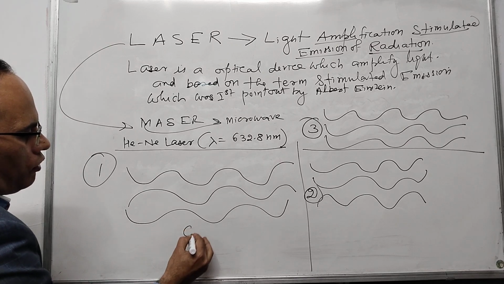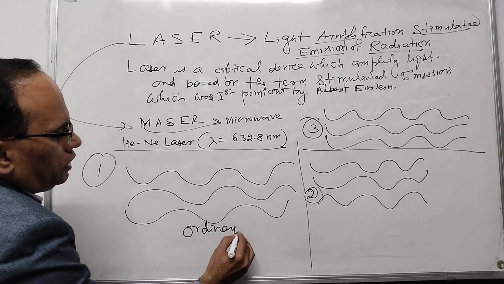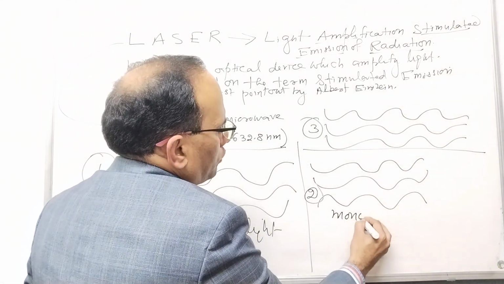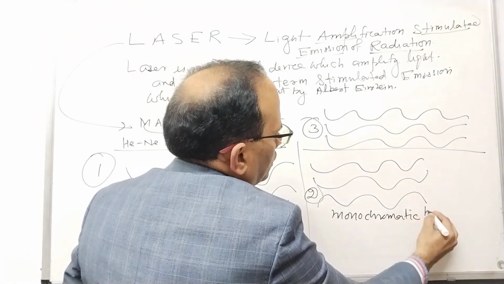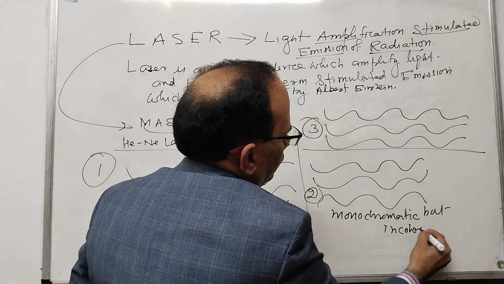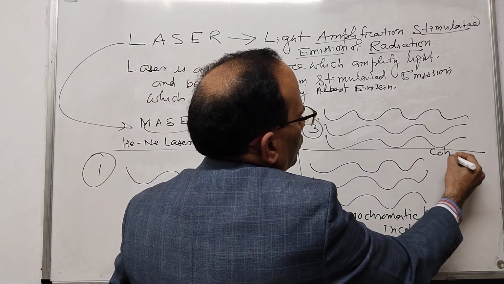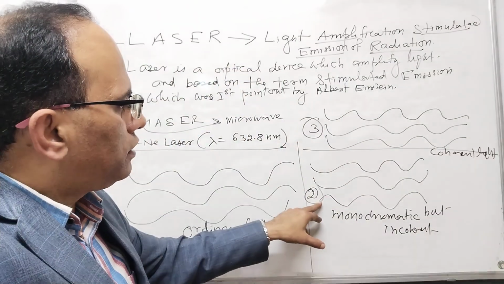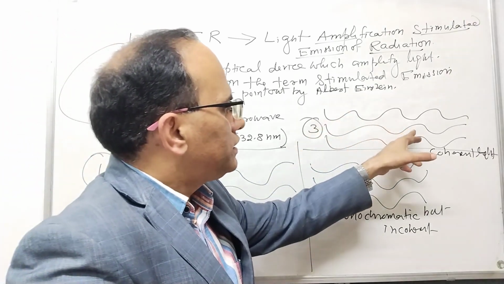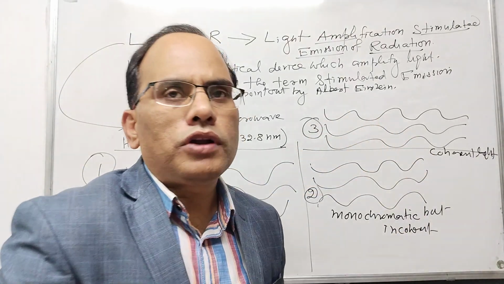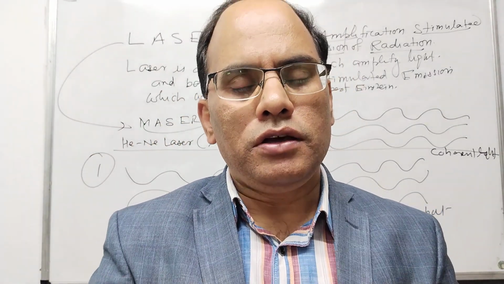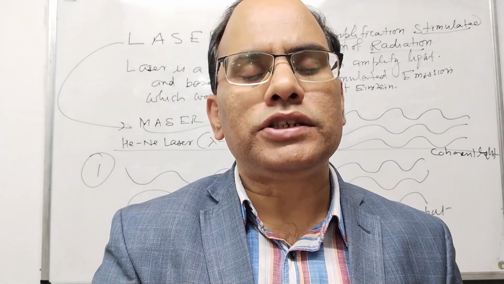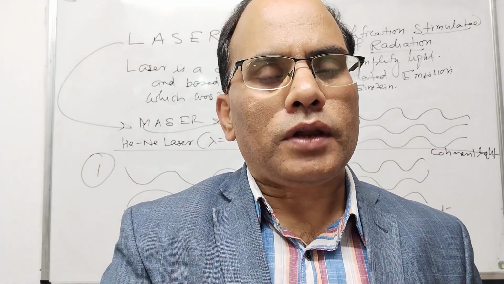So this is an example of ordinary light. Ordinary light is not coherent light. This is monochromatic but incoherent. And this is coherent light. Understand, in the earlier case two vibrations are similar but one is different. In this case, all three vibrations are the same, so that's why it is coherent light. Coherent light means they have a constant phase difference. I mean, the molecules move in a similar fashion so that the angles remain the same. That is the kind of coherent light.